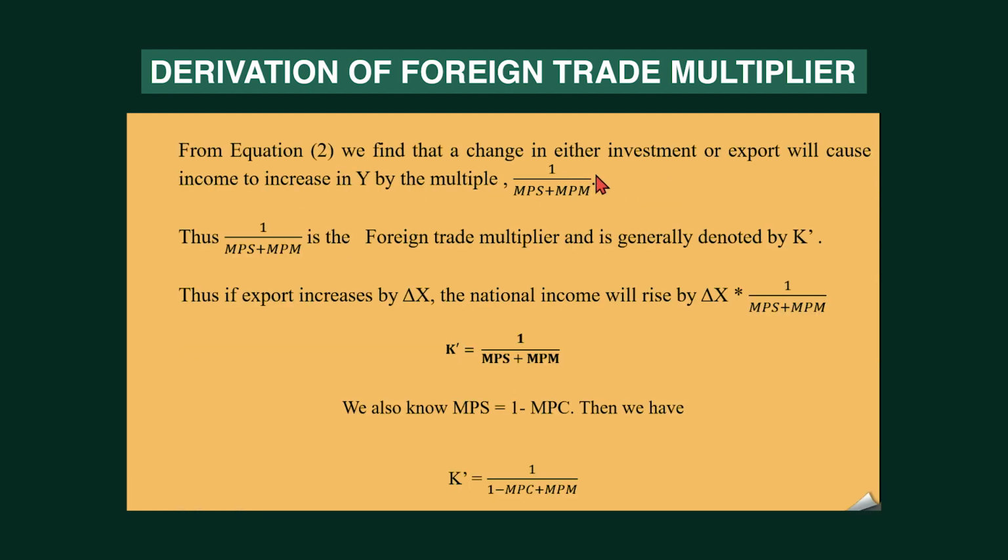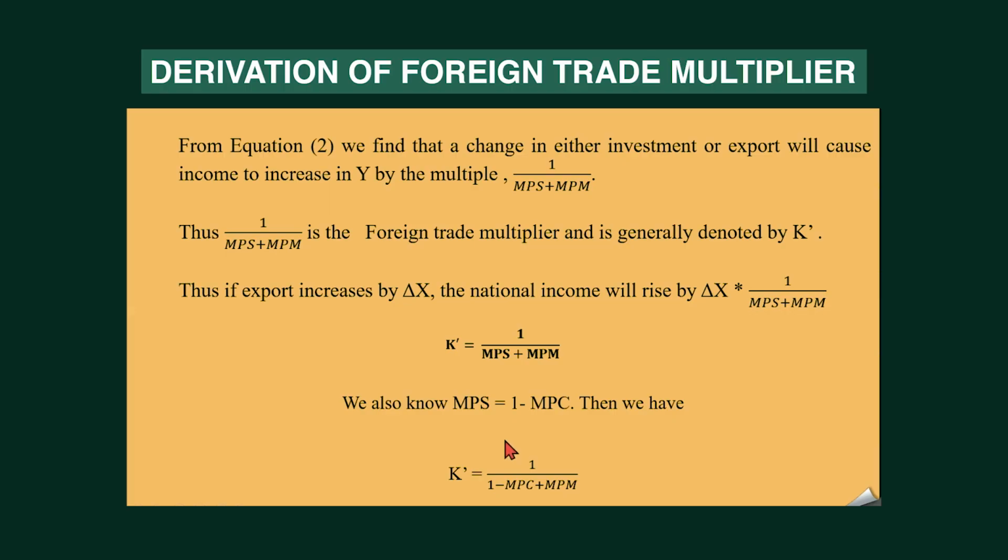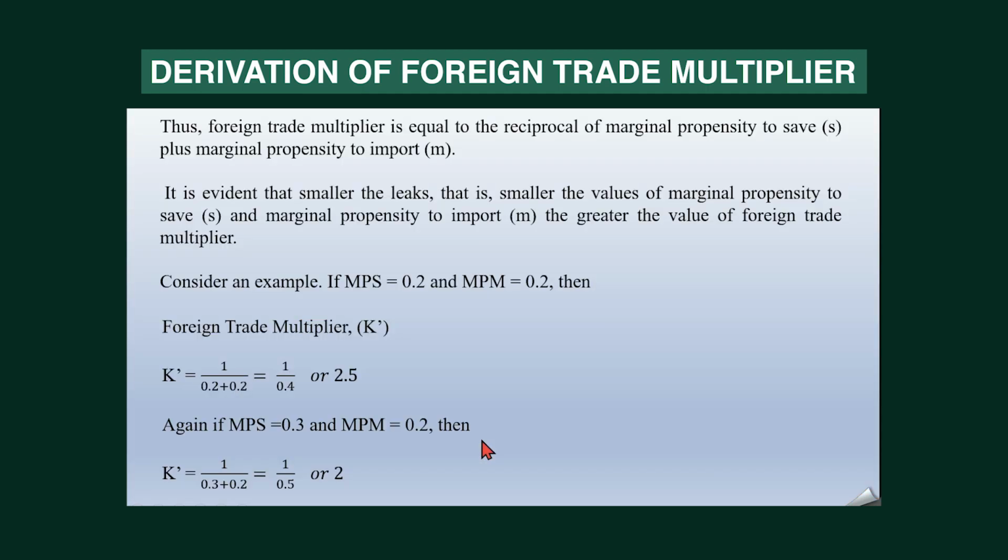Now we find that either investment change or export change, the income will change by a multiple 1 by MPS plus MPM. Hence, this is the foreign trade multiplier. So if export suppose rises and there is no change in investment, the export multiplier will then be delta X into 1 by MPS plus MPM. Now we remember MPS is 1 minus MPC. So the foreign trade multiplier can also be shown as 1 by 1 minus MPC plus MPM in this particular equation.